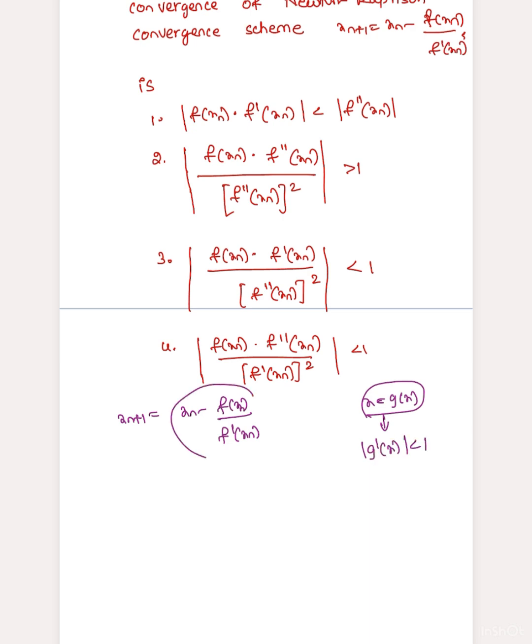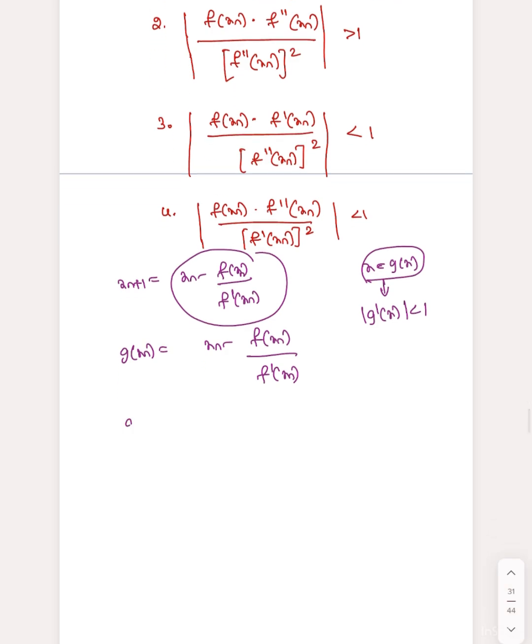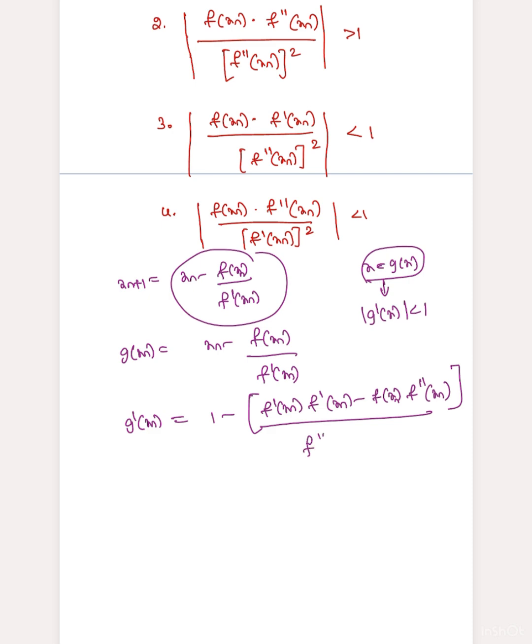So therefore we have to take g of xn, that is xn minus f of xn divided by f dash of xn. We have to differentiate g of xn with respect to xn. Therefore g dash of xn is, this is 1 minus u by v formula. So f dash as it is, differentiation of f is f dash, minus f as it is, differentiation of f dash is f double dash of xn, divided by f dash of xn to the power 2.